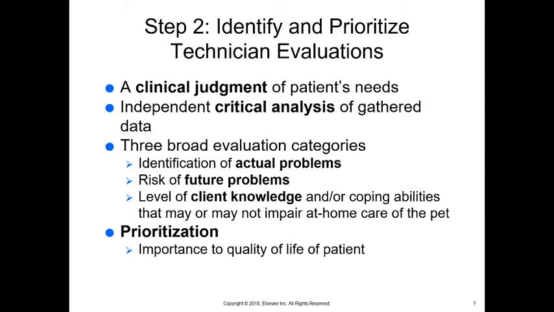So there are 3 broad evaluation categories. So we have identification of what the actual problems are, and this is really where a lot of the words come in. So if they're anorectic, means they're not eating. If they have abnormal eating behavior, so they're sort of eating but not really eating, that's an actual problem. There's also a risk of future problems. So another evaluation would be risk of infection. And then also client knowledge.